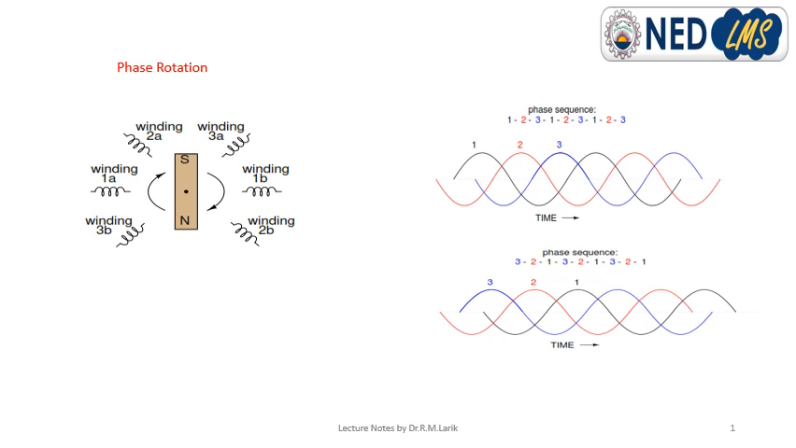Phase sequence is a particular voltage which attains its peaks at a particular time. The phase angle shift of 120 is a function of actual rotational angle shift of the three pairs of windings. In this figure, you see three pairs of windings, and the windings are 120 degrees apart from each other.